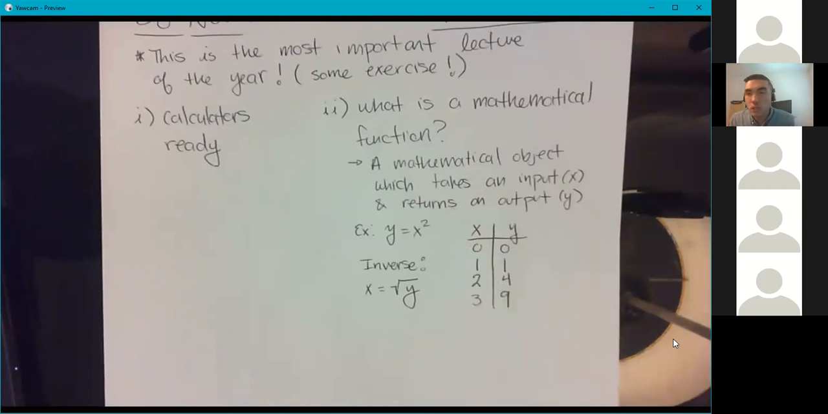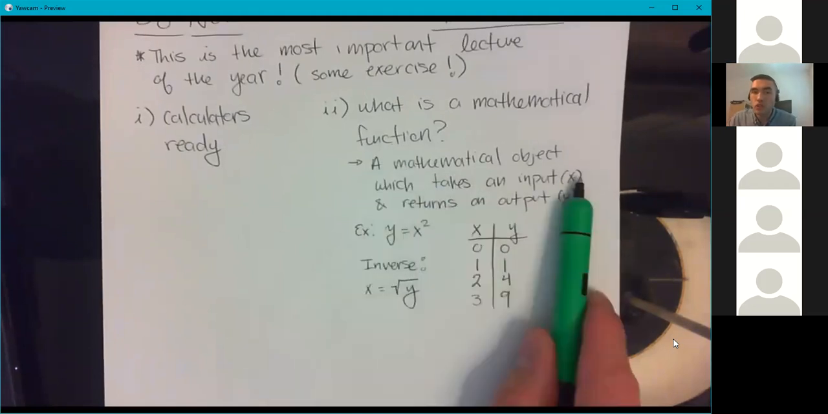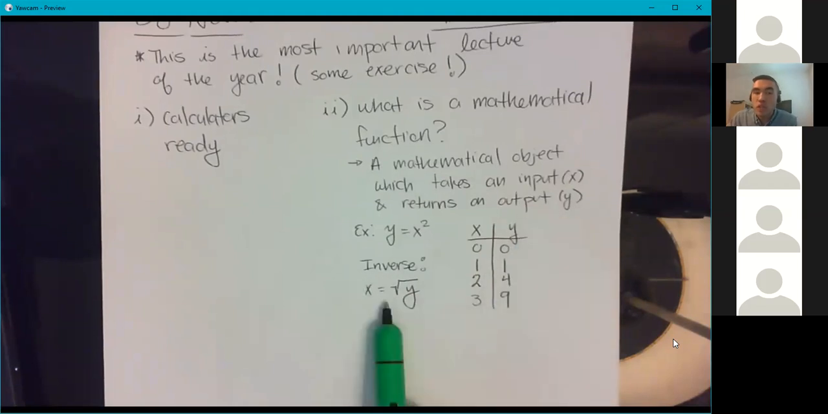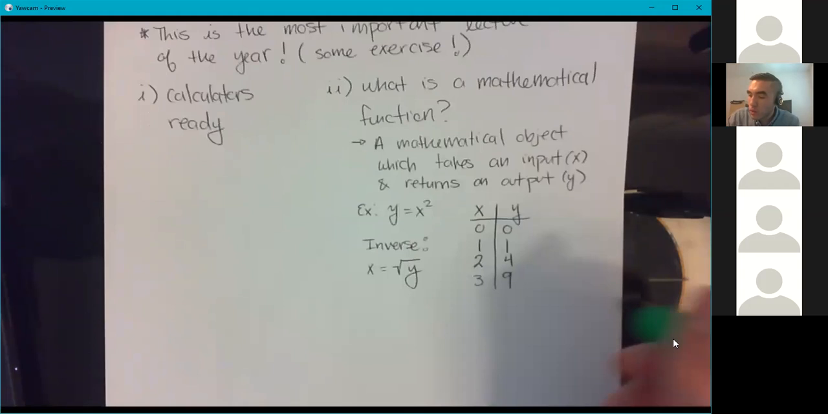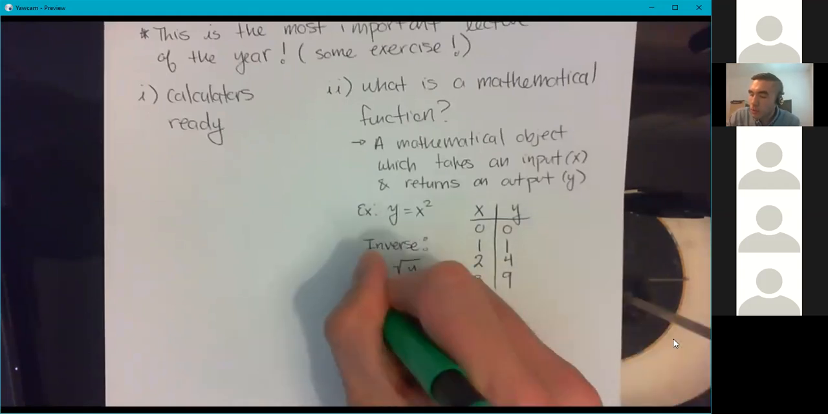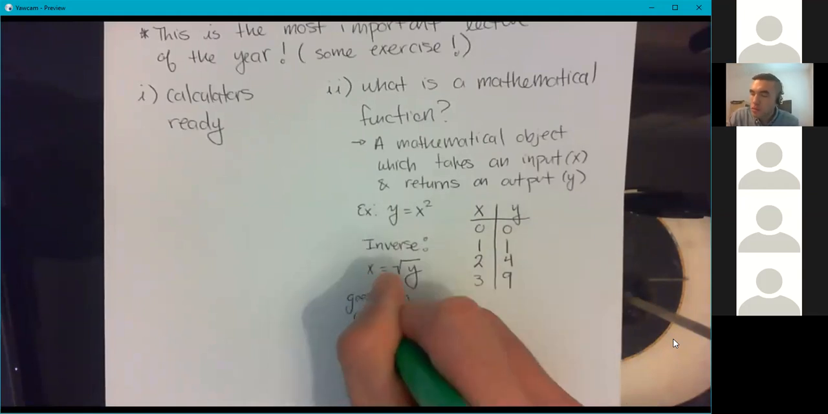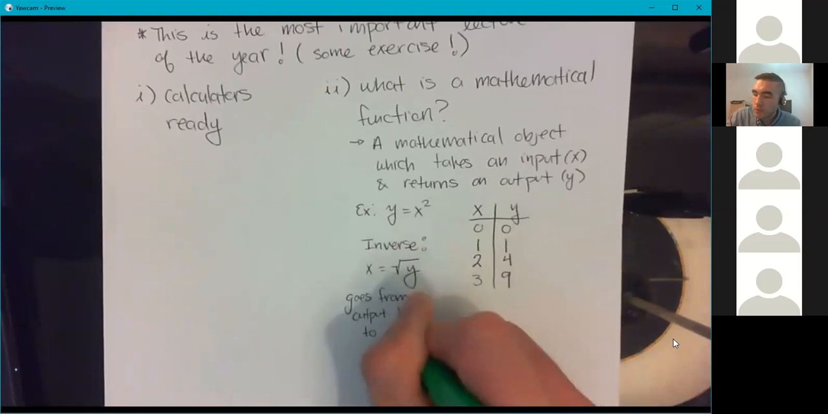So here is the definition that we have to have in our head of a mathematical function. A mathematical function is an object which takes an input, returns an output, and functions have inverses. The job of an inverse is that it goes from the output backwards to the input.